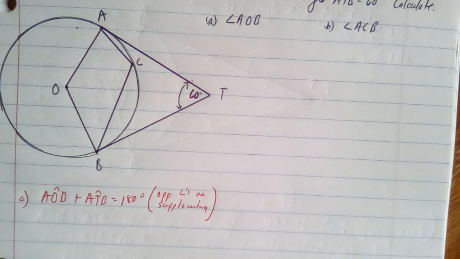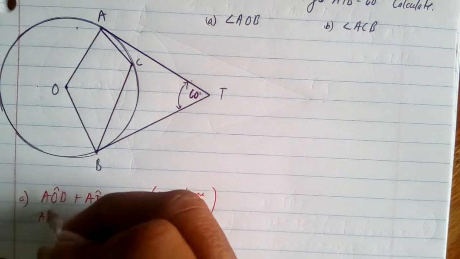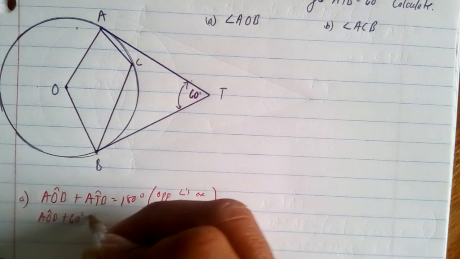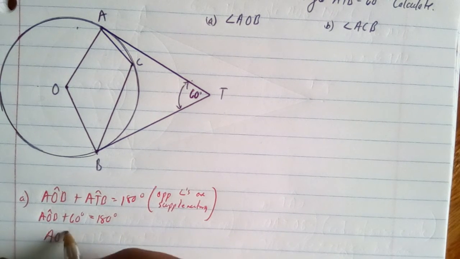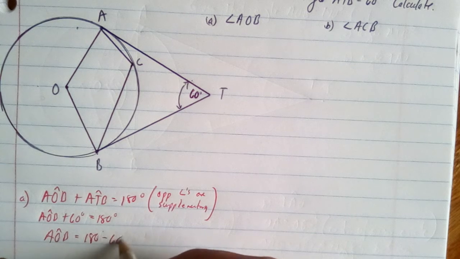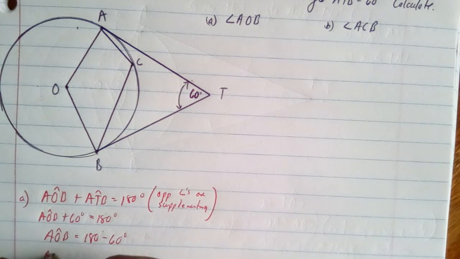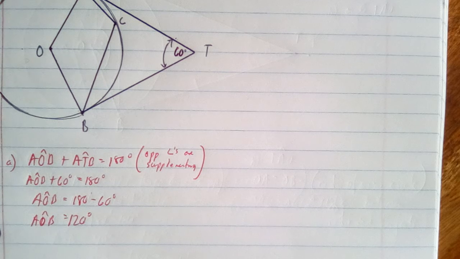So what is it that we have? We have ATB, which is 60. So you can put here angle AOB plus 60 degrees equals 180 degrees. So angle AOB equals 180 minus 60 degrees, giving us angle AOB equals 120 degrees. So we have that as our first solution. Very simple, right?